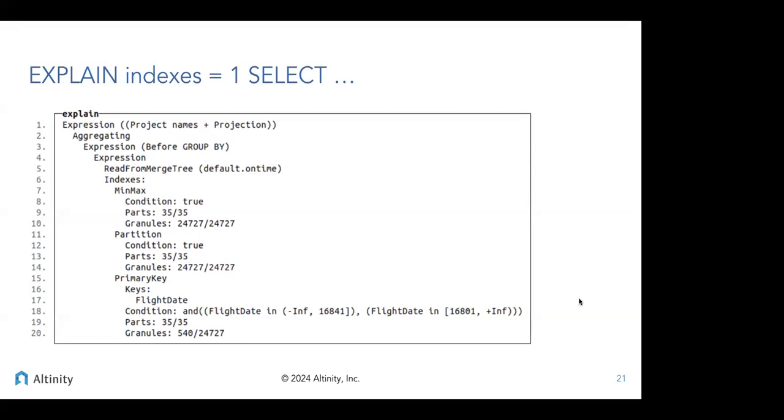While there were no conditions by the partition or min-max, it's two forms of the same partition key lookup. There was no condition by the partition key, so it would be doing a full scan based on partition key, and based on the primary key it was able to reduce the number of granules, while it was still reading 35 parts out of 35.